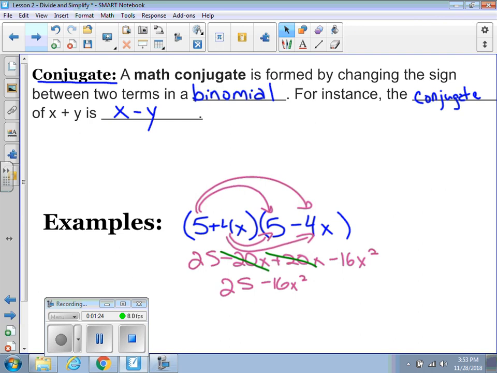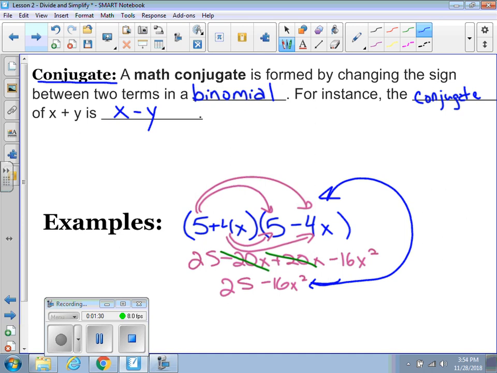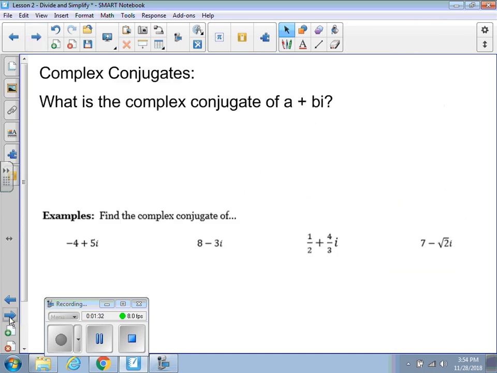That's also known as a difference of squares from our factoring unit. So in every difference of squares, the factors end up being conjugates of each other. Neat. What does that have to do with what we're talking about? We're talking about complex numbers, so we need to talk about complex conjugates.